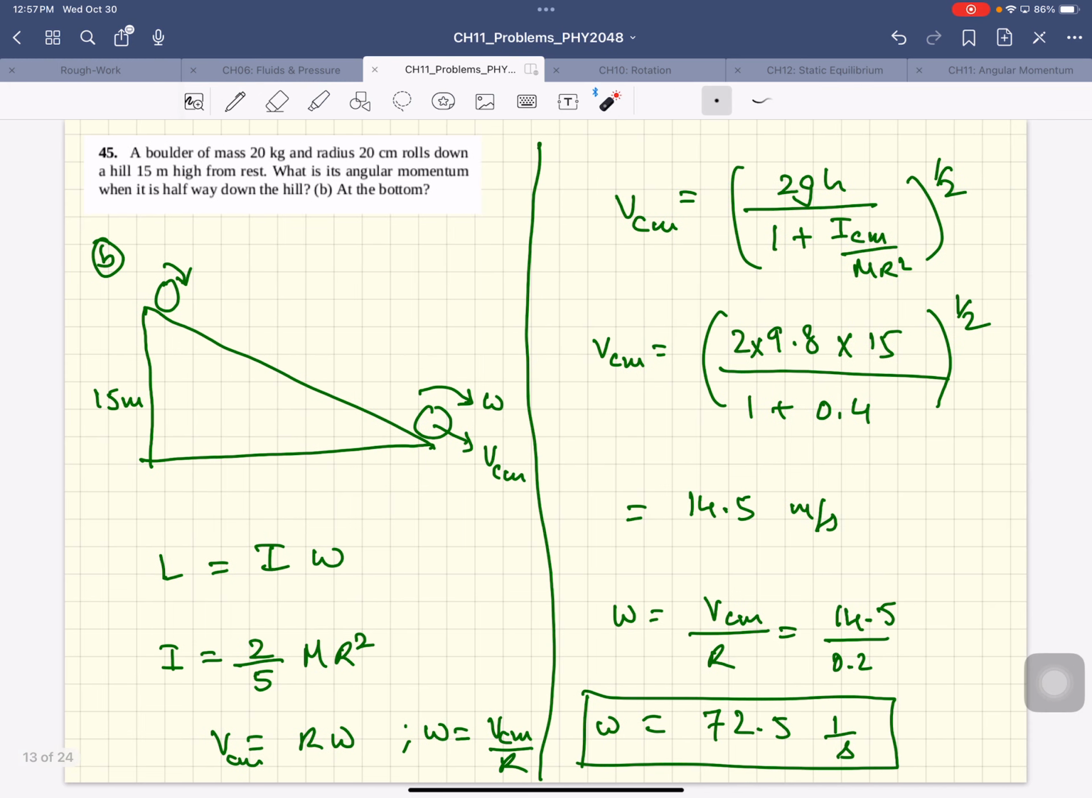All right, angular momentum is I times omega, and as the boulder rolls down without slipping, its angular velocity is increasing, and the angular momentum is increasing. Its linear momentum is also increasing. The velocity is increasing.